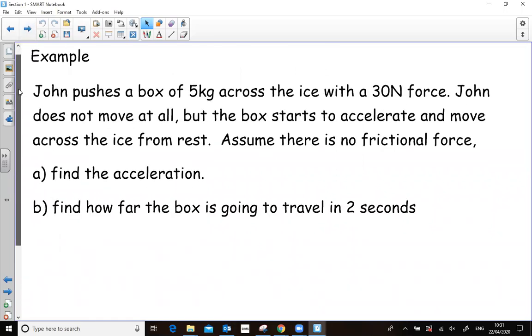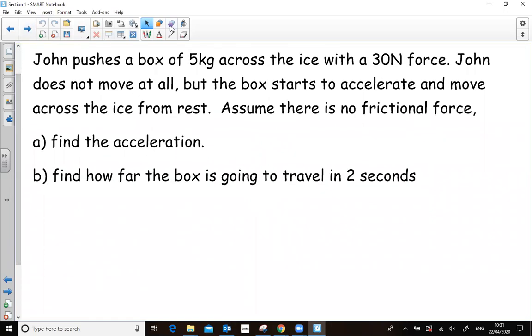Okay, so here it says, John pushes a box of 5 kilograms across the ice with a 30 Newton force. John does not move at all, but the box starts to accelerate and move across the ice from rest. Assume there is no frictional force. Let's find the acceleration and how far the box is going to travel in 2 seconds.